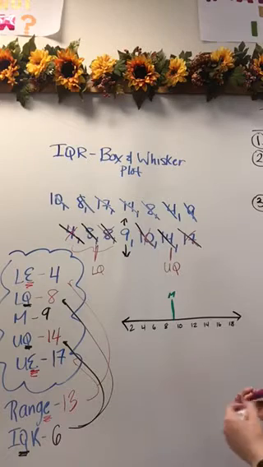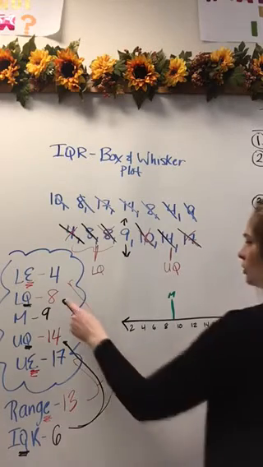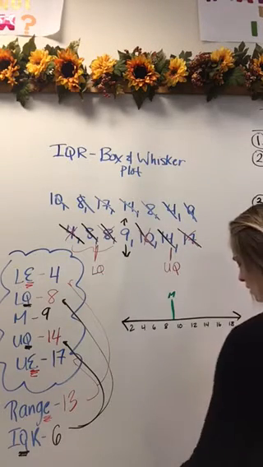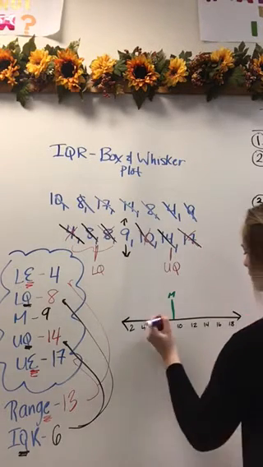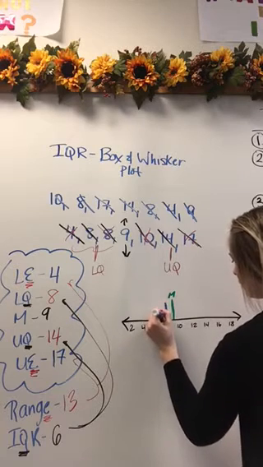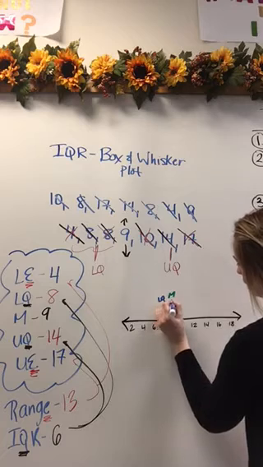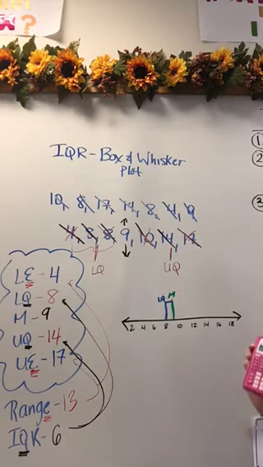And you're basically going to be connecting your median to your lower quartile. So my lower quartile in this circumstance is 8, so I'll be drawing a line above the number 8, and I will label it LQ, and I'll be connecting my lower quartile and my median.